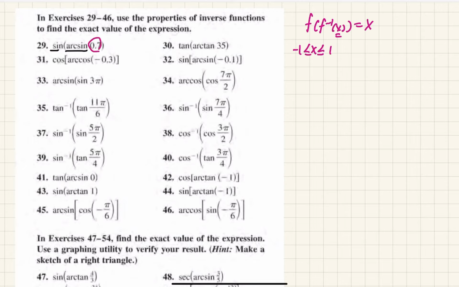So 0.7 falls into these two numbers, right? 0.7 is between -1 and 1. So the answer is x, which is 0.7. Okay, number 30.